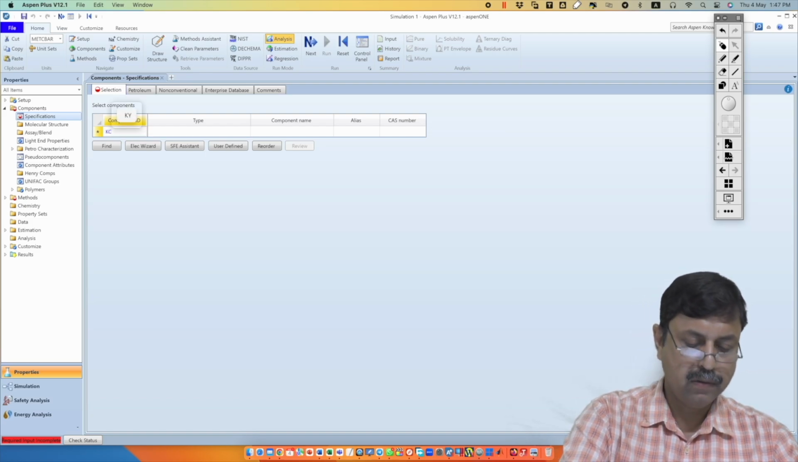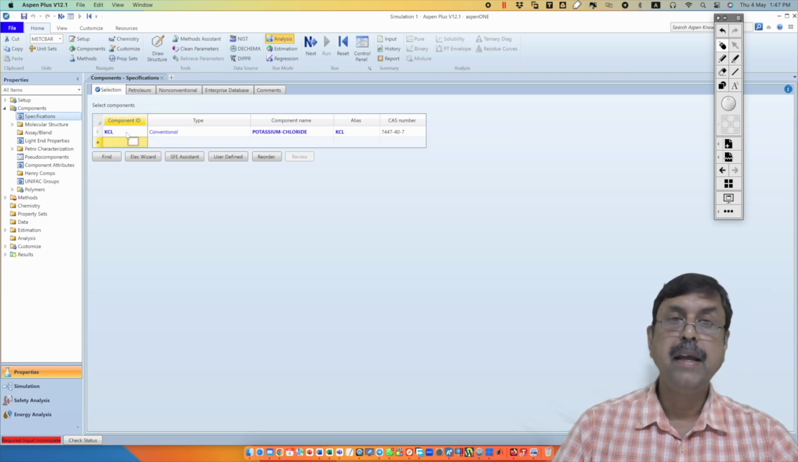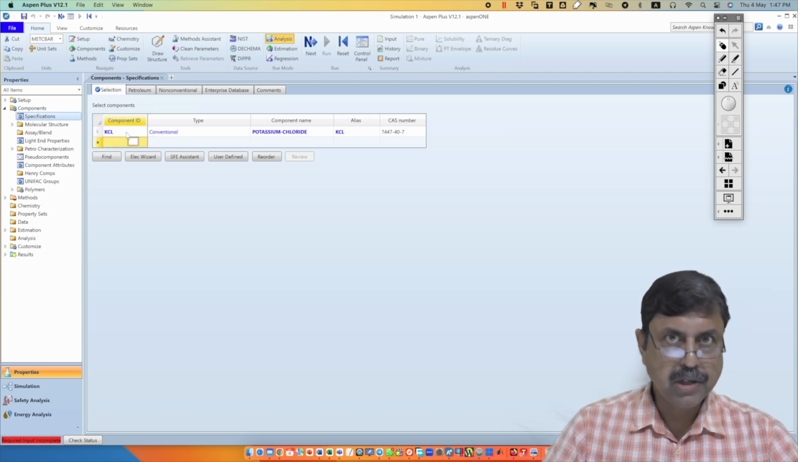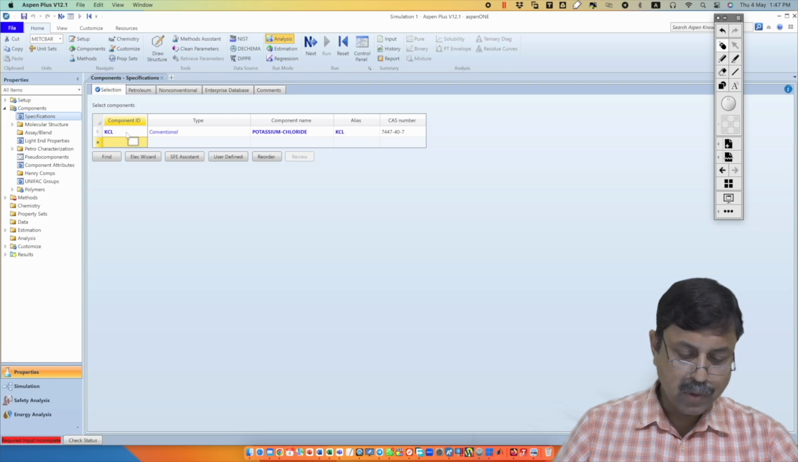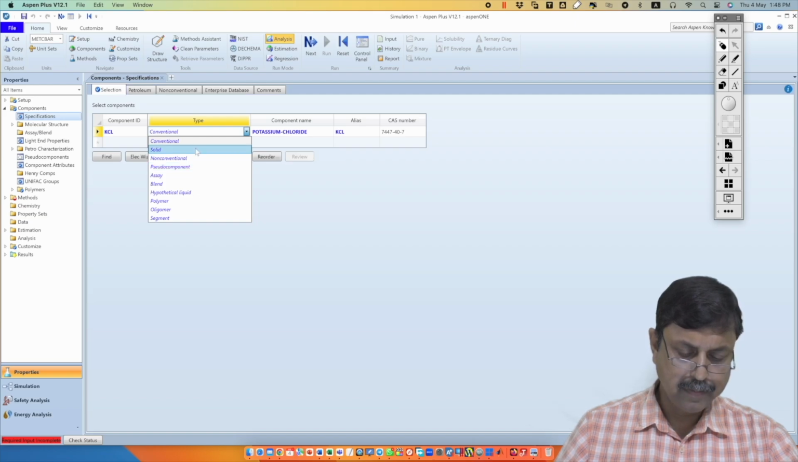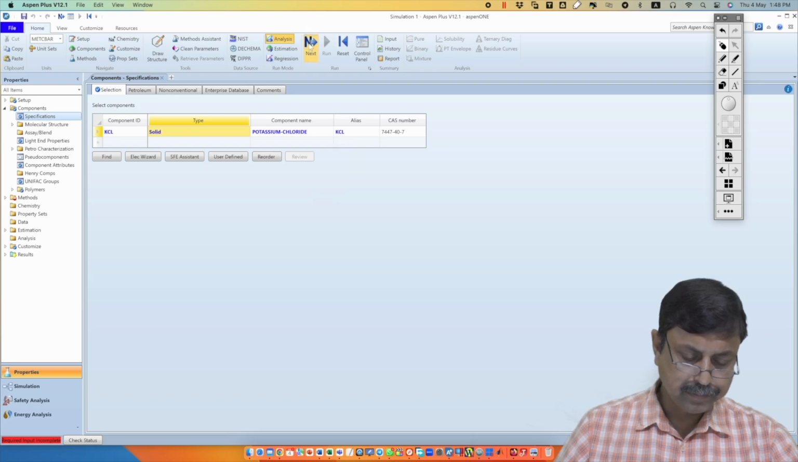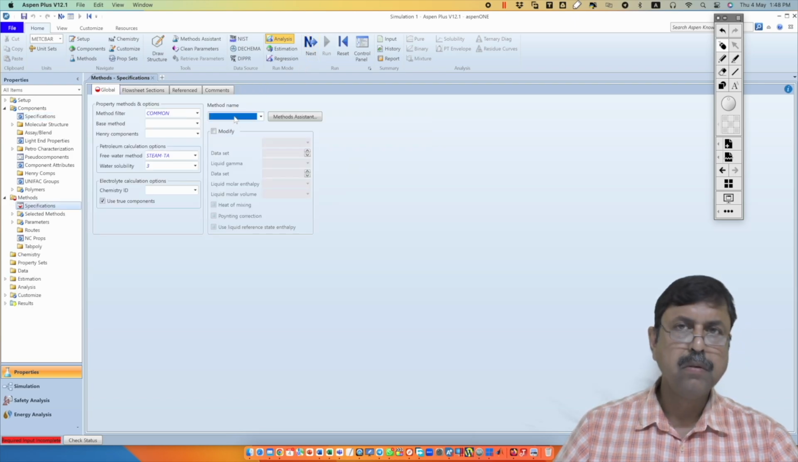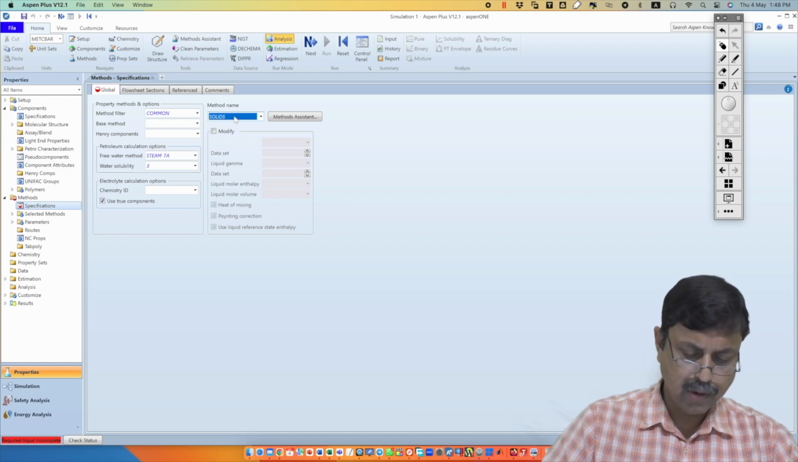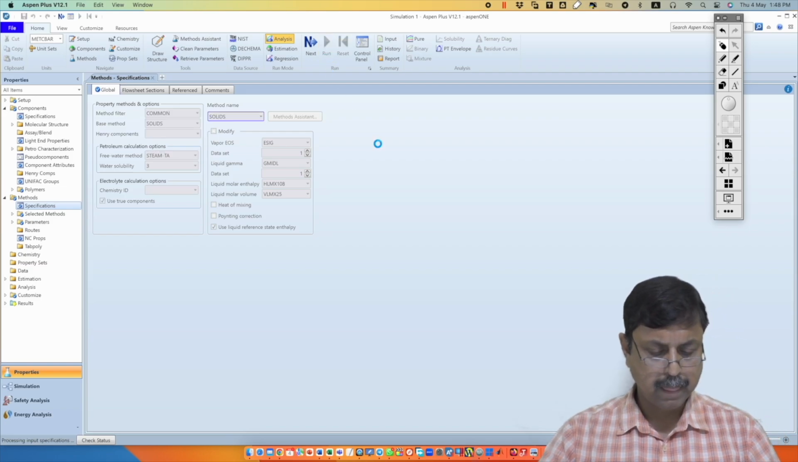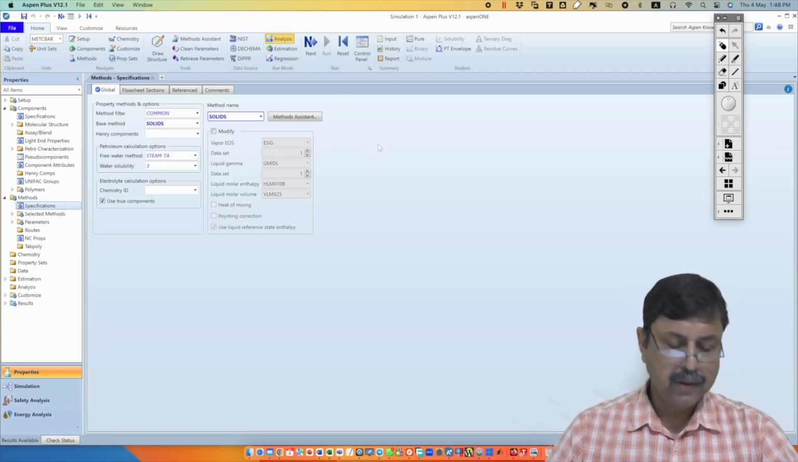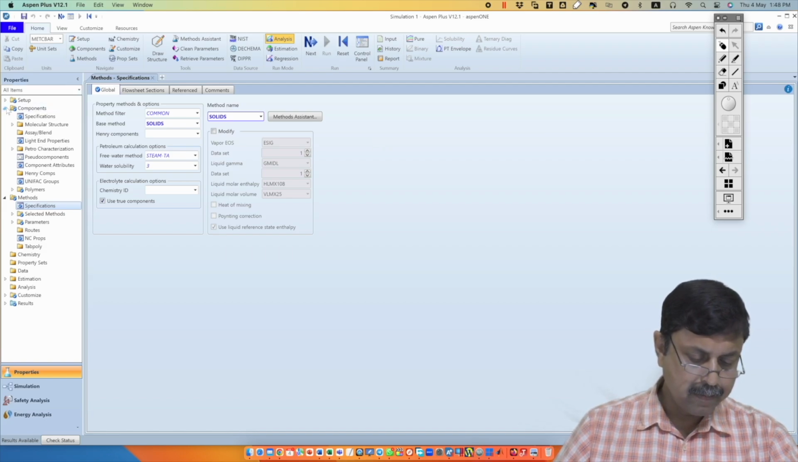So we write KCl over here. It will automatically take it, but it takes it as a conventional material. That means it will take part in the phase equilibrium. But we do not want that. We want to fix it as a type of solid so that it is considered as solid only. And then go to next. And we have to choose a property method. Let us choose solids and run. Yes, now the solid property method has been run.